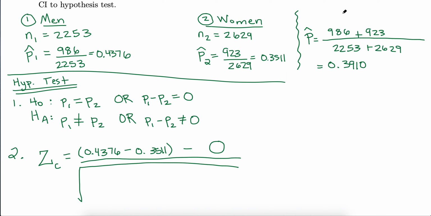All right, so this p hat is for hypothesis test only. Don't use this in the confidence interval. This is because the null is true, we're assuming the proportions are the same, and we got to find that same value for our test statistic. Don't use it in a confidence interval. All right, so that goes down here. This is our p hat, 0.391 times 1 minus 0.391. And we had 1 over each of our sample sizes left over.